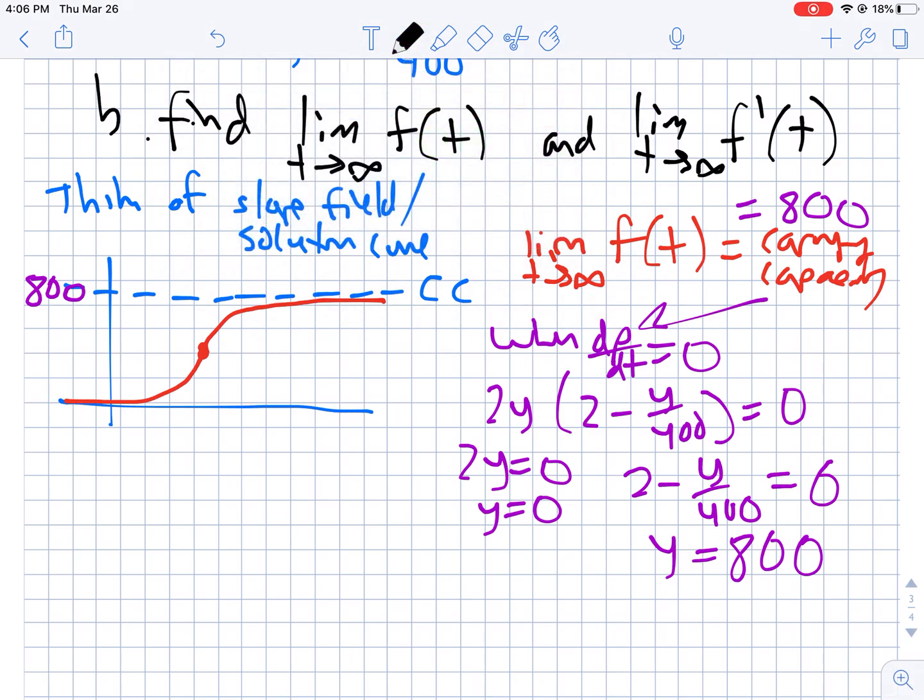And then the second part, if you take the limit as t goes to infinity of f prime of t, that slope is always going to 0. There's no real work to show. You just kind of need to know the pattern for that. Okay, so let's go on to the next part.